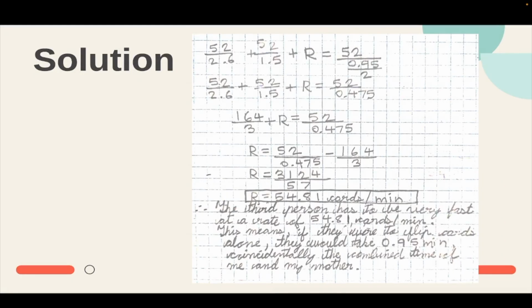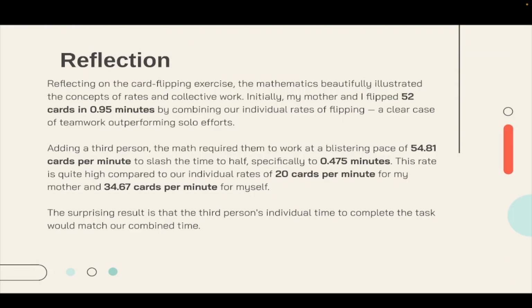However, this makes sense if we go back to our solution because, as you can see right here, we are dividing the time that we found in part B by 2. So what we're really doing here is taking this rate and multiplying it by 2. However, on this side of the equation, the combined rate doesn't change; it stays the same. Therefore, to compensate, this has to become equivalent to the combined rate, such that this entire side doubles, just like the other side, hence in a way that is reasonable. Therefore, there is a reason that our individual rates of 20 cards per minute and 34.67 cards per minute are very close to the rate of the third person.